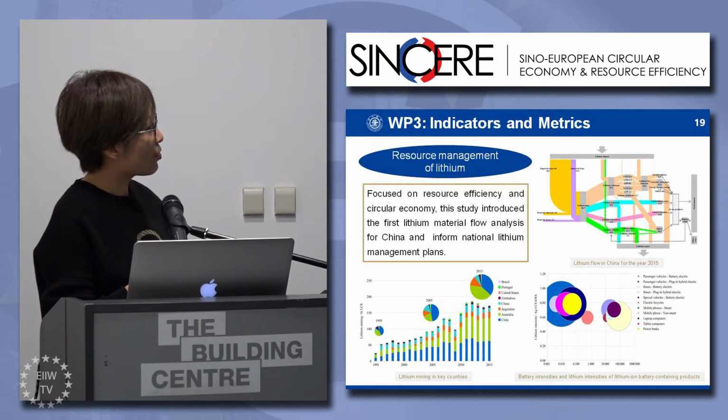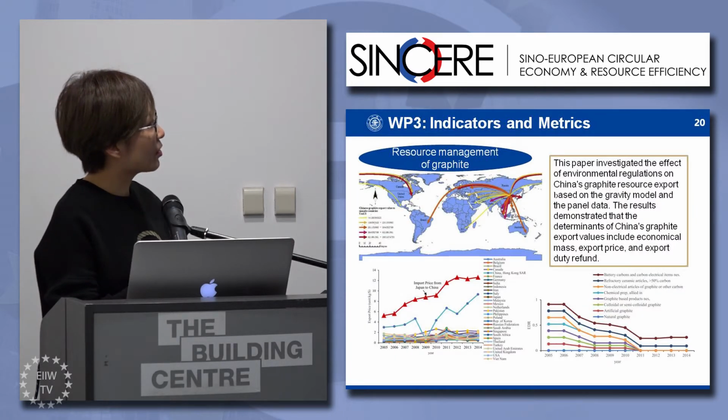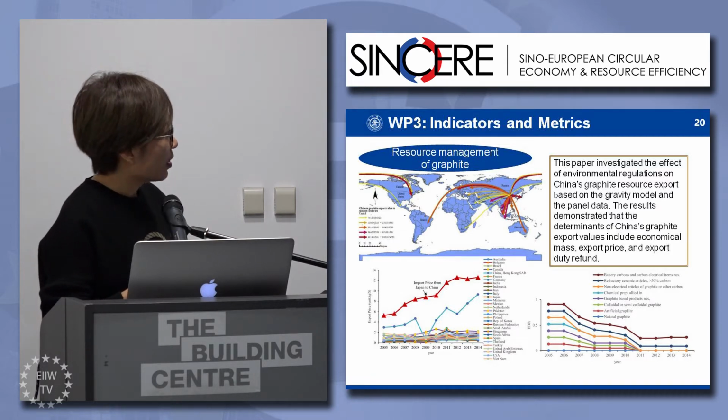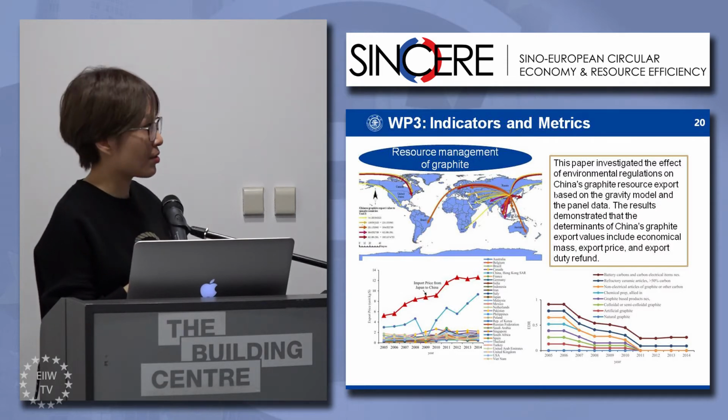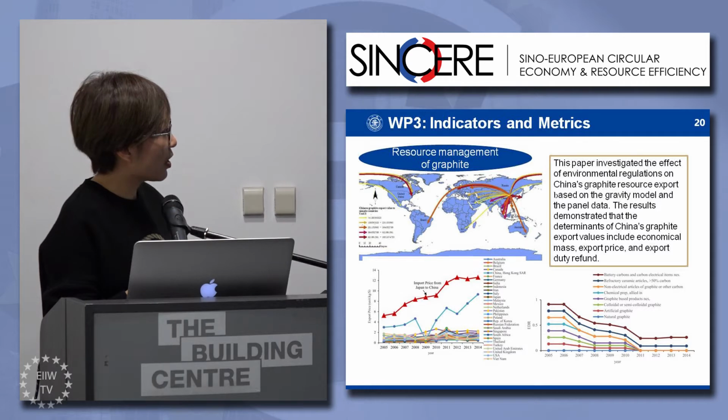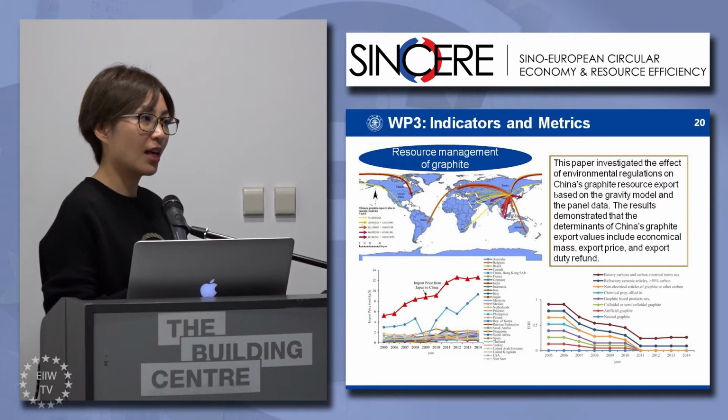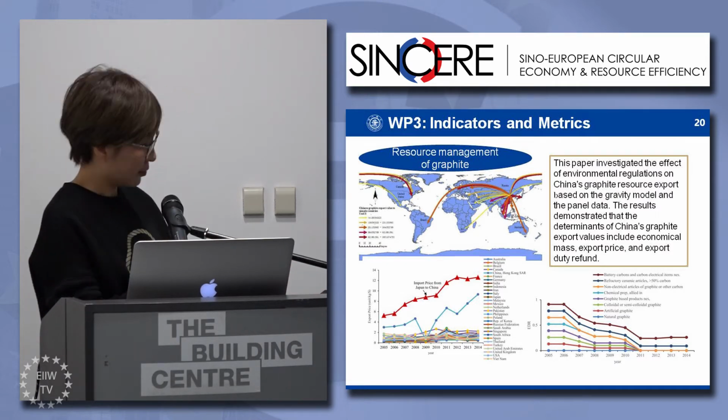They also look at the resource management of lithium and graphite. Yeah, these are mostly consumed in electric products. They look at the graphite produced in China that is exported to many countries, and they look at the import price from different countries to China, and we can see the price from Japan is the highest. Maybe the product level is different. I don't know the detail.